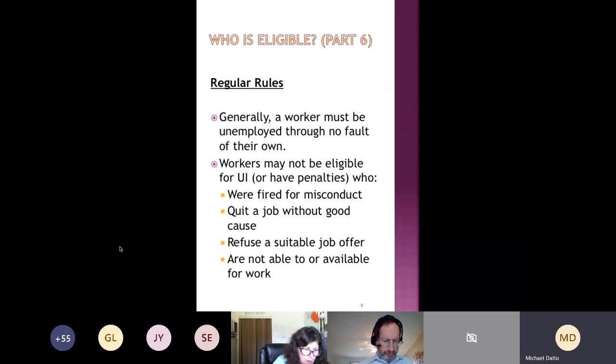If a person refuses a suitable job offer, they could be penalized or ineligible. Or if they were no longer able or available for work. Remember, to be eligible for unemployment under the regular rules, you have to be ready, willing, able, and looking for work.